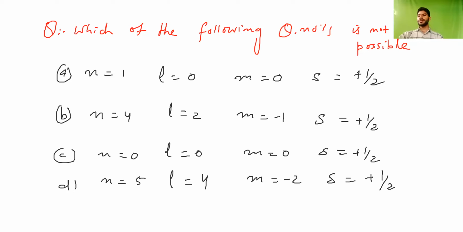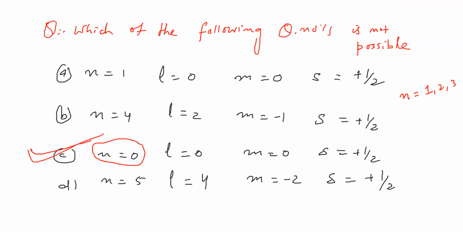I hope you can solve this. See, you know the first one, the principal quantum number: what is the value of n? It is 1, 2, it can have any value from 1 upward. But here you can see that the n value is given as 0. So this is not possible. You have to tell which of the following quantum numbers is not possible, so that means the C option is not possible, right? Have you got it? Yes, sir. Shall I move to the next page?